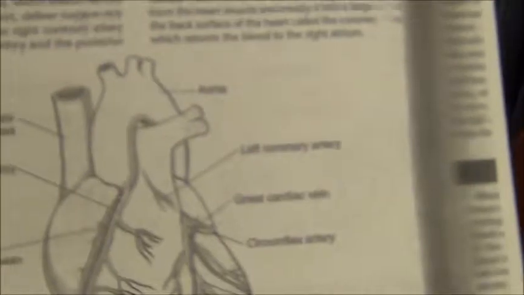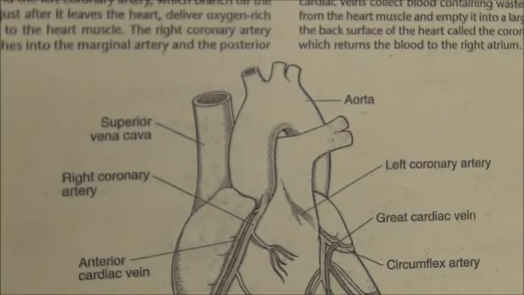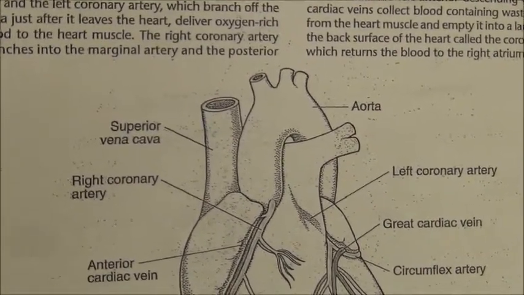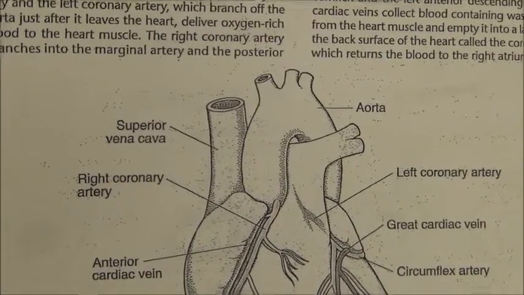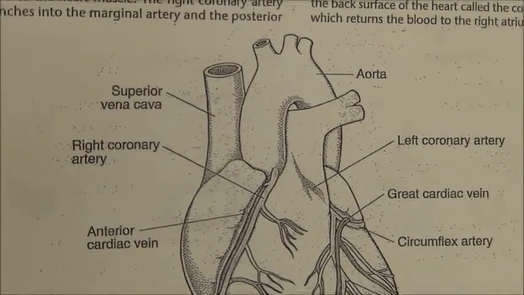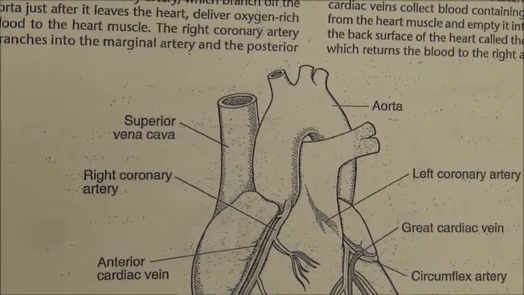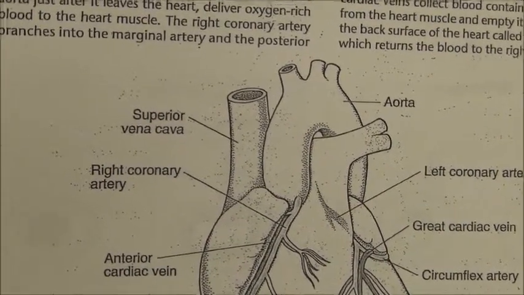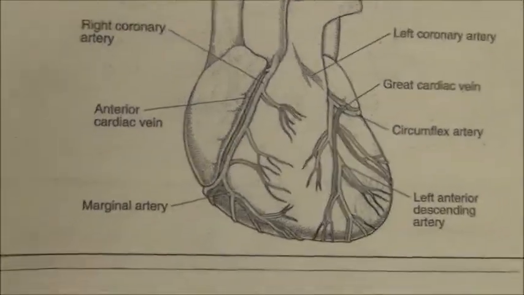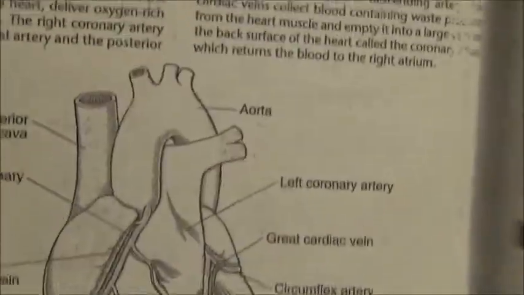Now, there are 2 coronary arteries. We want you to look at this one. We also want you to look at this one. And this one shows that at the base of the aorta there are 2 little holes, 2 little circles. And these are the openings to the coronary arteries.